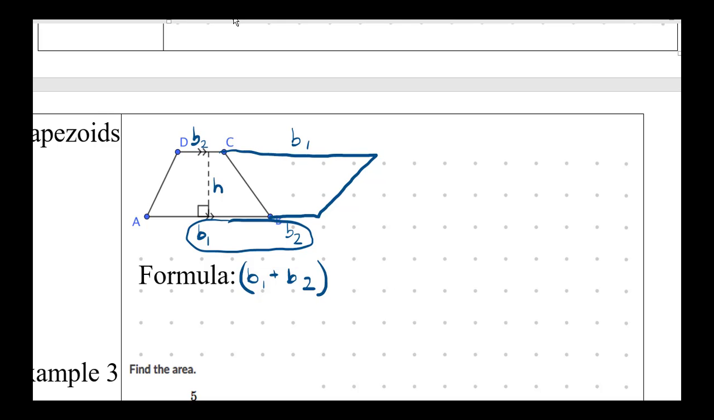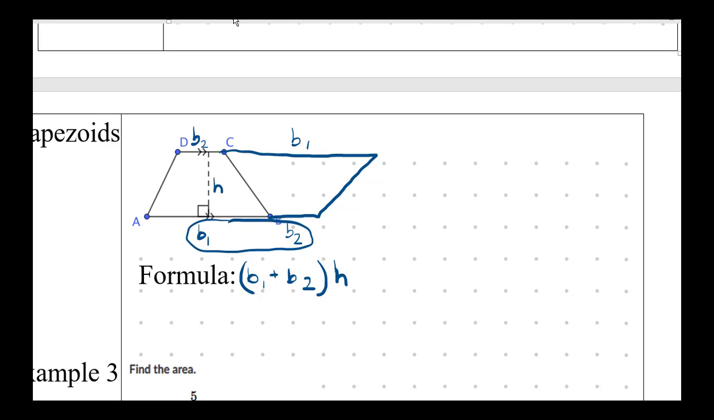What do we need to multiply these two things by? The height. By the height. Okay, what we've done here is we found the entire area of this new shape. But there's a problem. We don't want the entire area of this new shape. We want just the original shape.